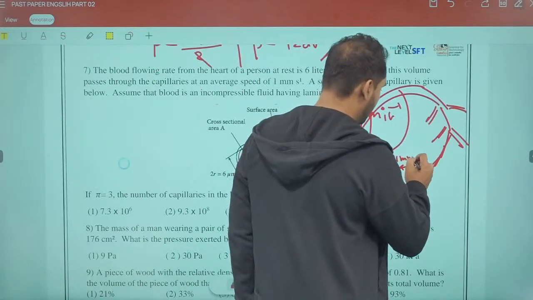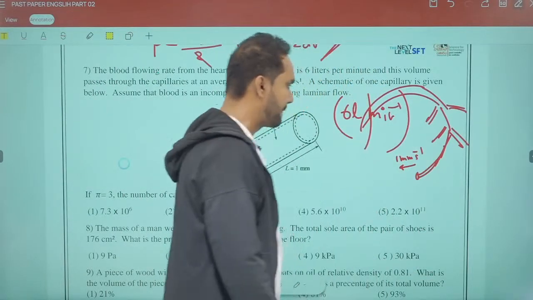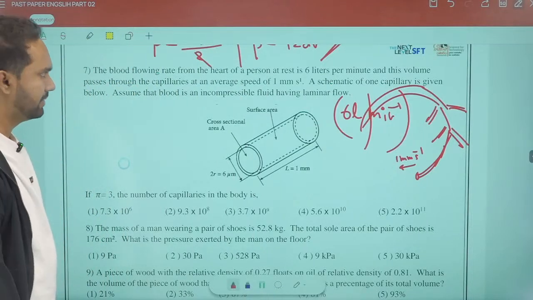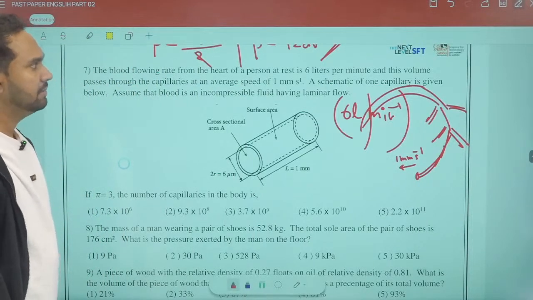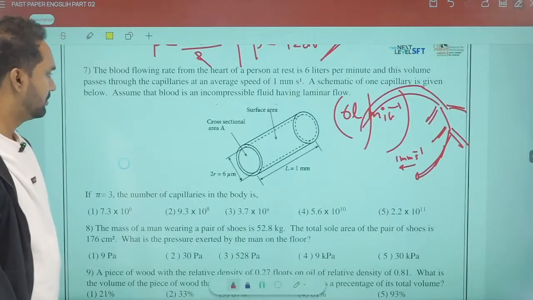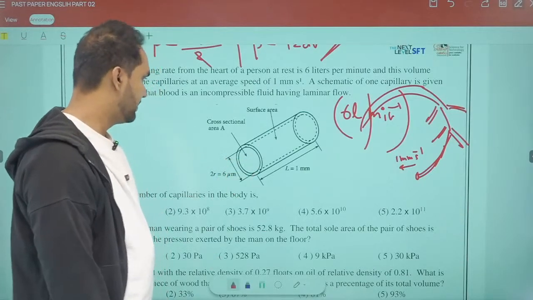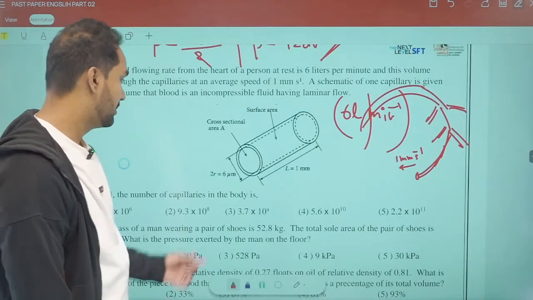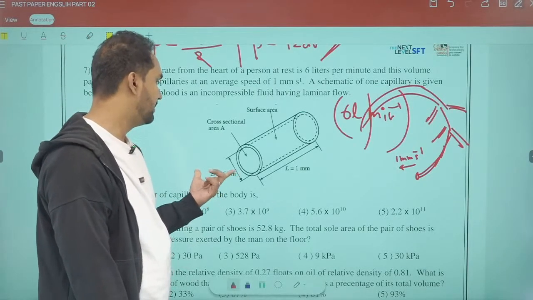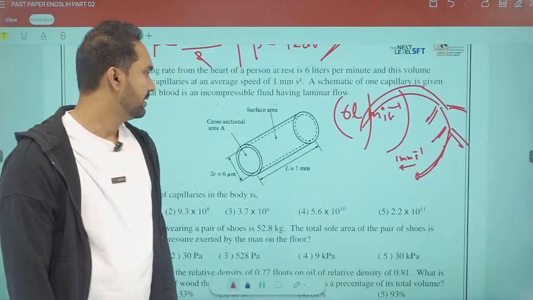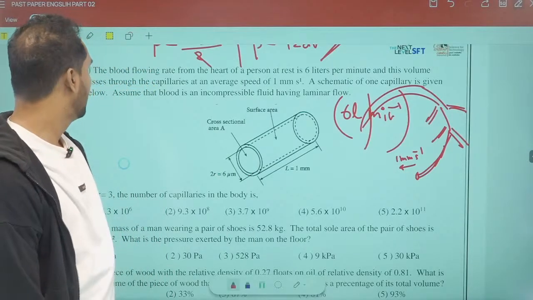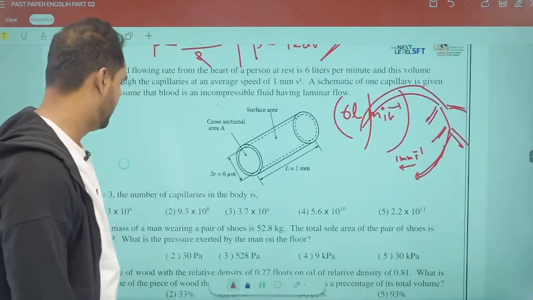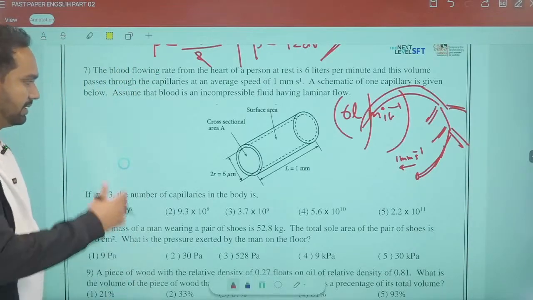1 millimeter per second, right? That is the velocity of it. A schematic of one capillary is given below. The diameter is given and the length is also given, right? Assume that the blood is an incompressible fluid having laminar flow. So we need the number of capillaries in the body.